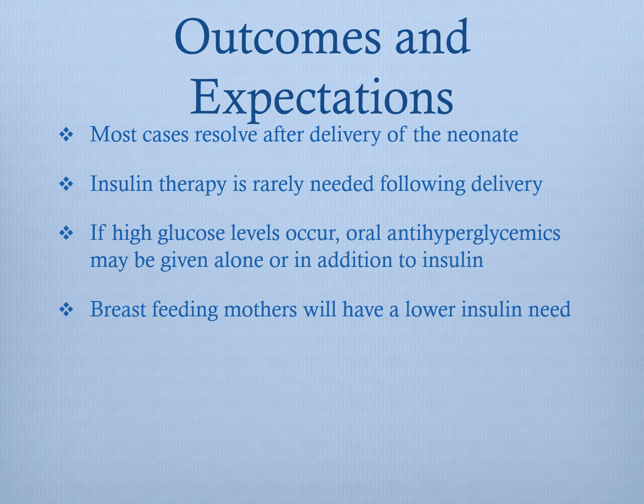Outcomes and expectations. Most cases of gestational diabetes mellitus resolve spontaneously after delivery of the neonate and placenta. Insulin therapy is rarely needed following the delivery. If high glucose levels do occur, oral antihyperglycemics may be given alone or in addition to insulin. If oral antihyperglycemics are prescribed, the nurse will first need to determine whether or not the mother wishes to breastfeed, as oral antihyperglycemics are contraindicated in the breastfeeding mother. Also, breastfeeding mothers will have a lower insulin need, which puts them at risk for hypoglycemia. The breastfeeding mother may need a pre-breastfeeding snack in order to avoid hypoglycemia.